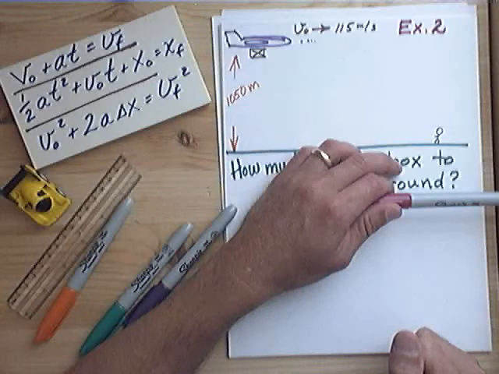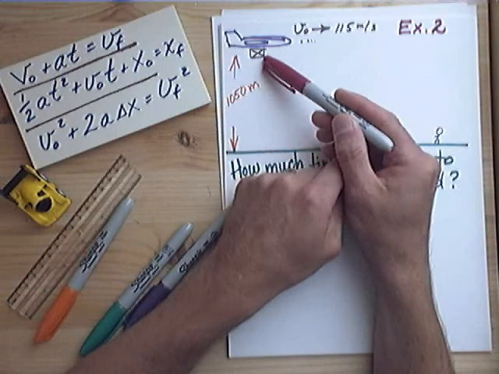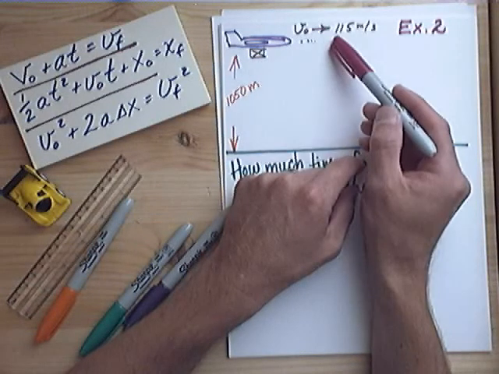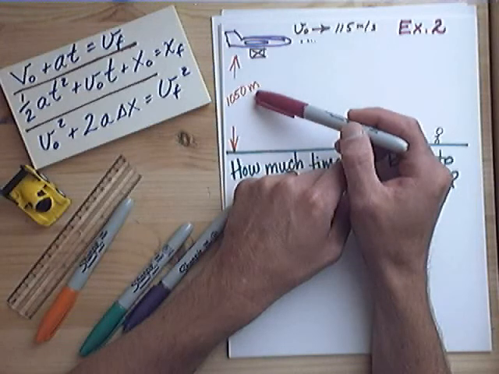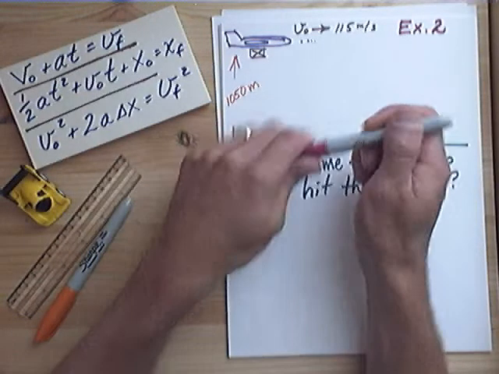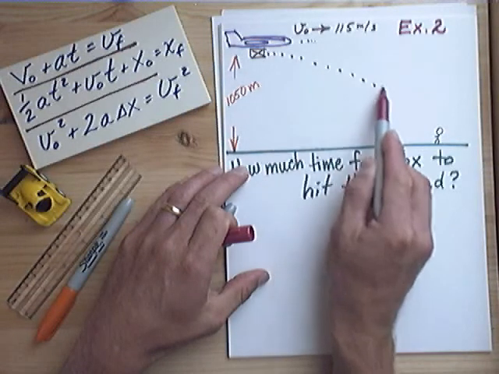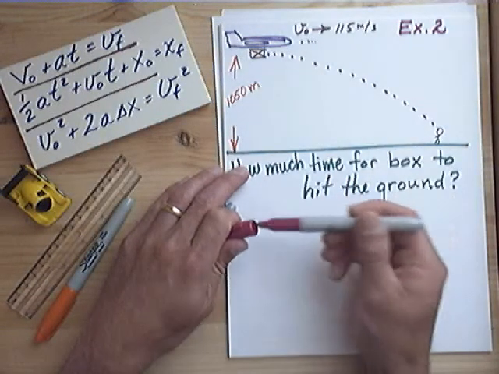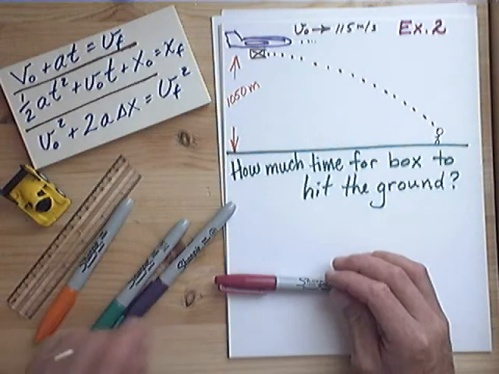Let's take a look at example 2. We have an airplane with a box attached to the bottom that's flying at a speed of 115 meters per second. It's at a height of 150 meters, at which point it lets go of the box, and the box will fall and land on top of me. How much time did it take for the box to hit the ground?